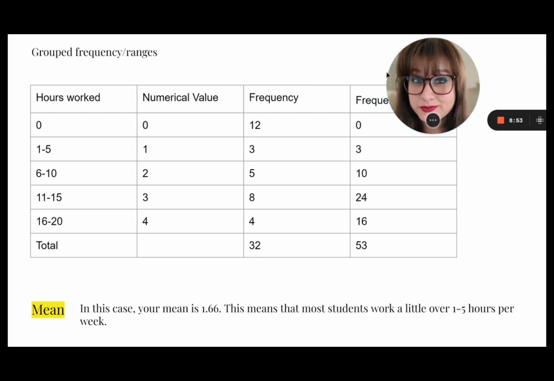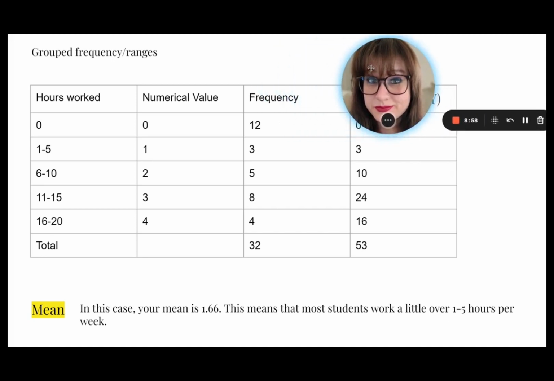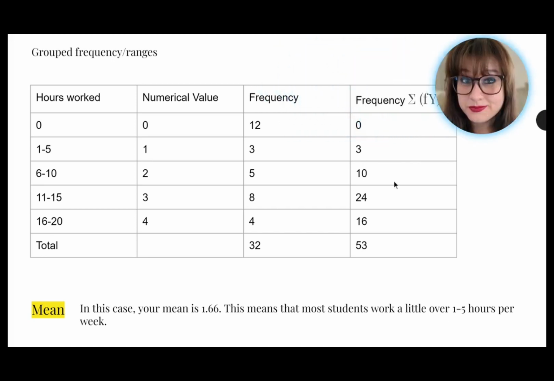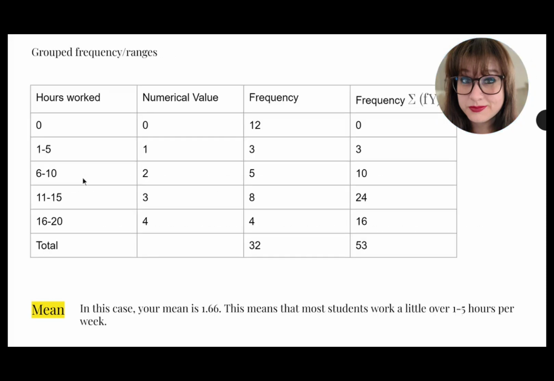Similar to before, you have the same process: 0, 3, 10, 24, 16, and then this comes to 53. In this case, your mean is 1.66. This is where it's tricky because it's kind of arbitrary, which means there's no real rule for it. The way I would say is, okay, the numerical value is 1.66. It's kind of divided here, which leans more towards 6 to 10, but it also means we're not completely there.